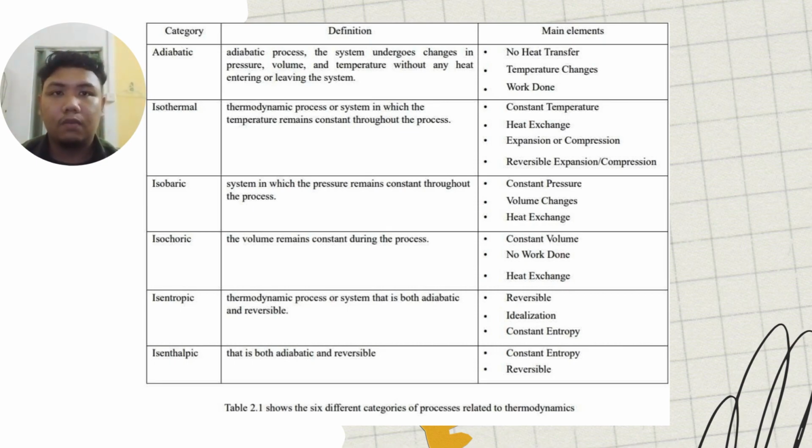Isentropic is the thermodynamic process or system that is both adiabatic and reversible, and the main elements are reversible idealization and constant entropy. And last, the isentropic process is both adiabatic and reversible. The main element is constant entropy and reversibility.